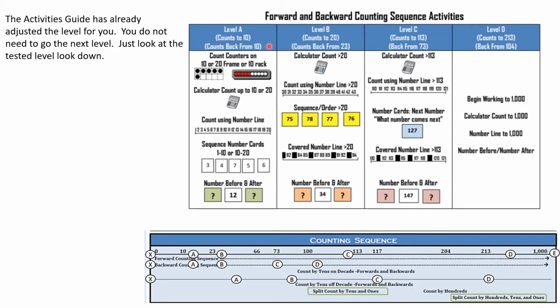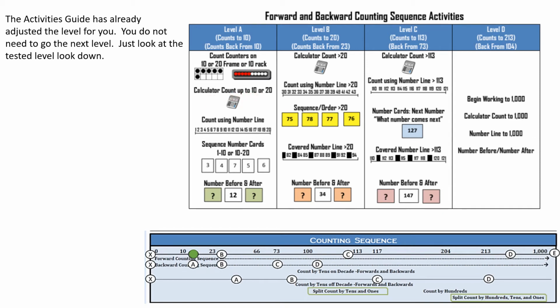So for example, take a look at this, okay? Say you have a student who tested at a level A. So you went through and filled out your framework and plotted that right there. What this is designed to do is say, okay, I'm going to look at level A. And remember, level A means they could successfully count up to 10. So if you take a look here, it'll say, count counters on a 10 or 20 frame or 20 rack, or a 10 rack or 20 rack, or calculate a count up to 10 or 20.